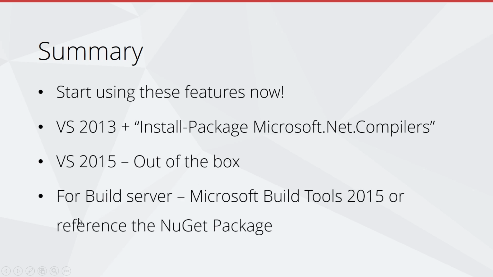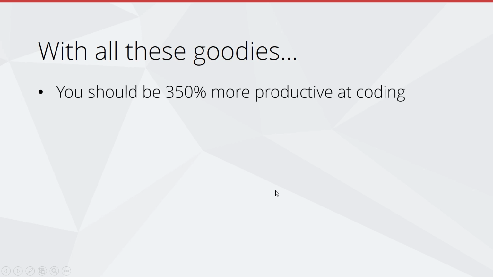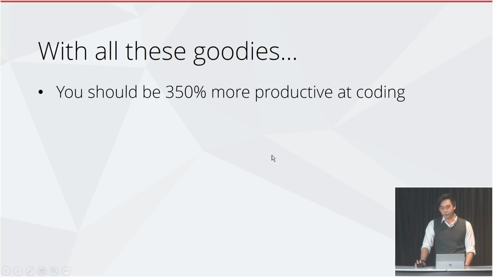For your build server, you either need to install the build tools, or if you want, you can install Visual Studio 2015 on the build box, or you can also just reference the Microsoft.Net.Compilers. Okay, so with all these goodies, you should be 350% more productive at coding, because you're certainly typing a lot less code. But I guess the thing is, I've done a lot of code reviews, I've seen a lot of developers. Most developers aren't using these new features.